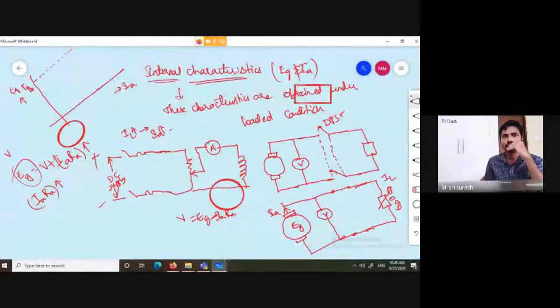So if IA increases, what happens to EG? EG value will increase or decrease? According to this equation, the drop across the armature is increased. So that means the armature generated EMF will decrease.